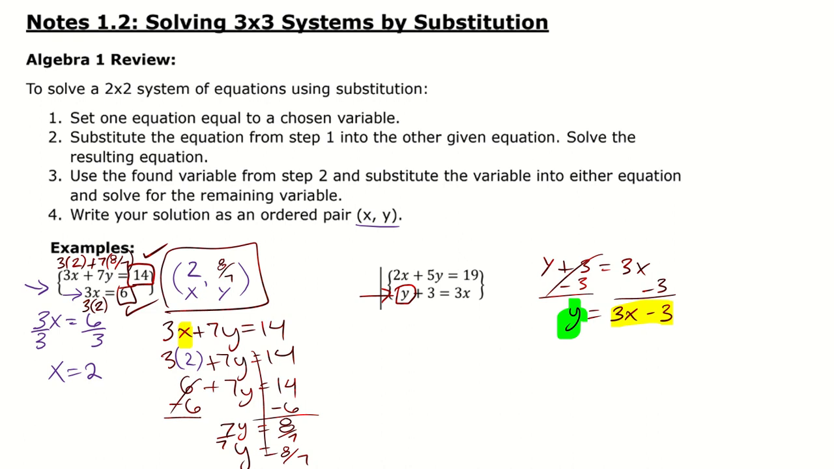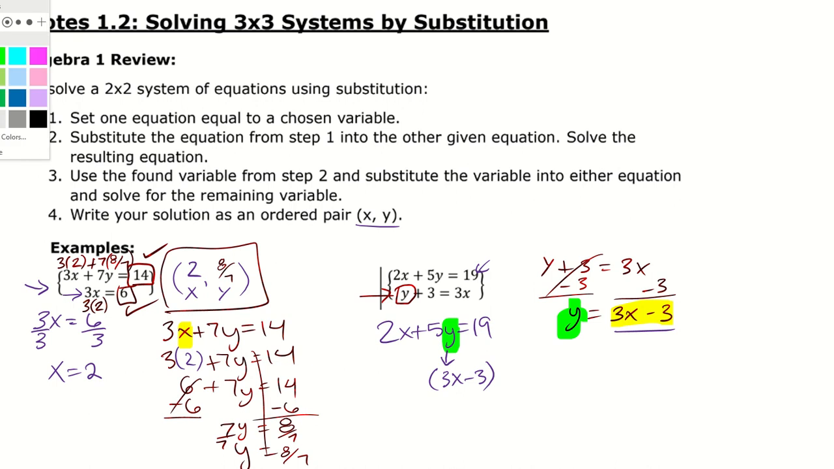So we're going to use the next equation, 2x plus 5y equals 19. And again, you identify the y value, which is right here. So that's where we're going to substitute the expression 3x minus 3. Everything else, you're going to copy down. But this expression, you're going to have to work with it, distribute and all that stuff. So we're going to have 2x plus 5 parentheses 3x minus 3 equals 19.